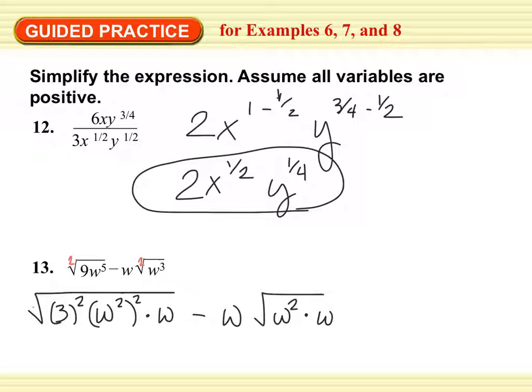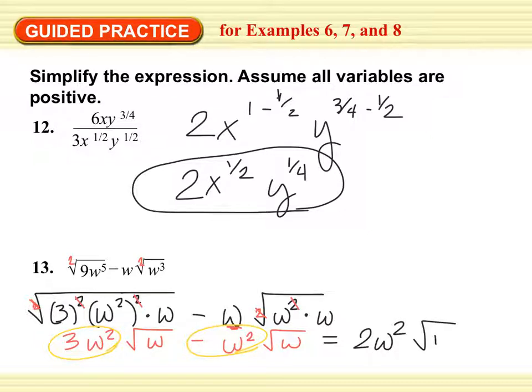Now notice, this is square root. So if these match, I can take out a 3. If these match, I can take out a w squared. And there's still a w left in there. Square root. So if these match, I can take out a w. I add it to this one, and I get a w squared on the outside. And I have a w on the inside. Now I have 3w squared minus w squared. And that gives me 2w squared, square root of w. Remember, there's a 1 here if there's no number. That one was tricky.